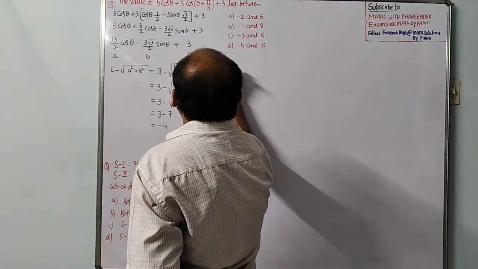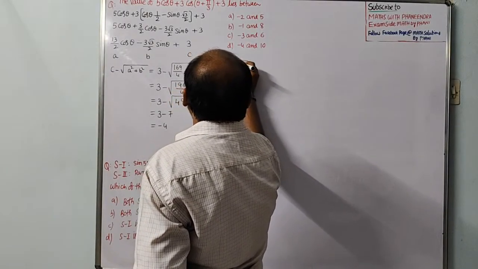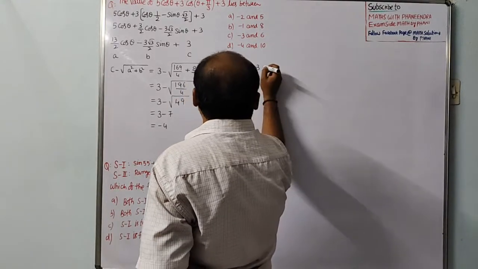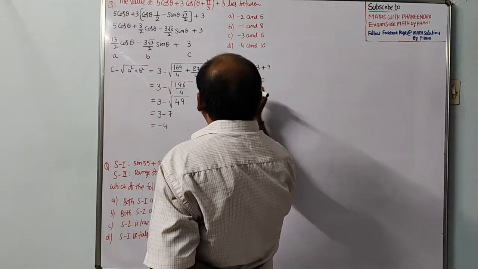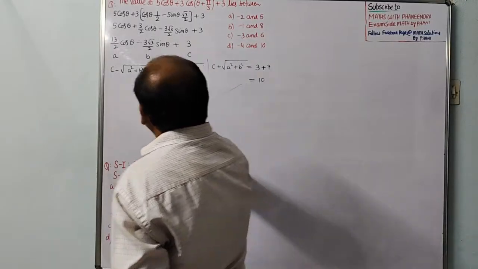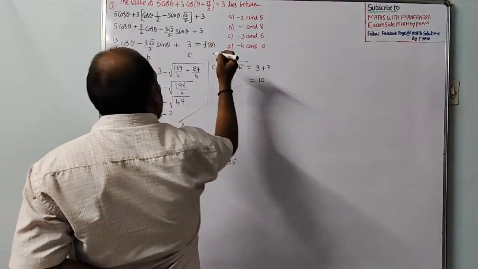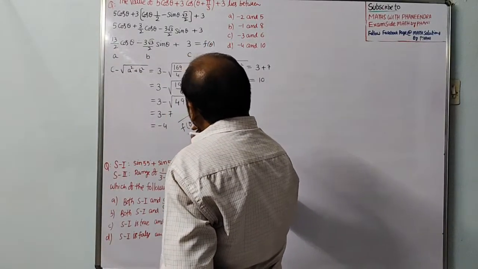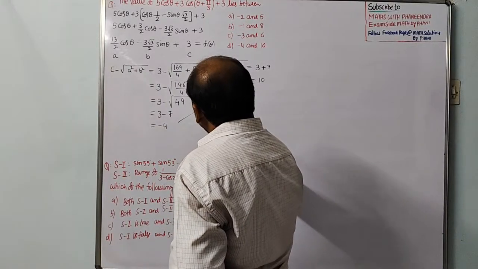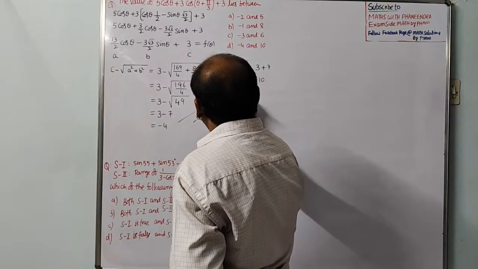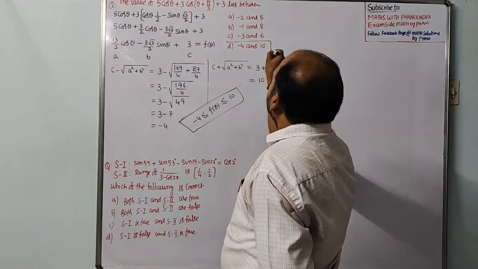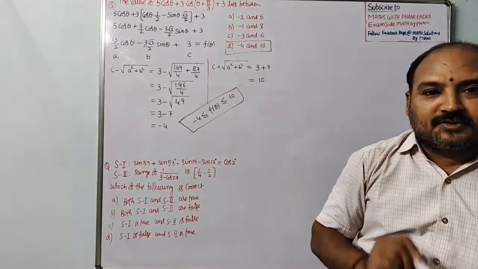Next, C plus root of A square plus B square, which is equal to C value 3, and after simplifying it comes as plus only. So it lies between. f of theta, simply we are taking this as f of theta. So f of theta lies between minus 4 and 10. Minus 4 and 10, it is there in the fourth option, dear students.